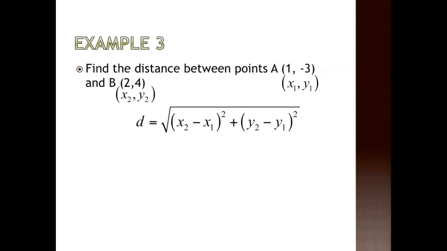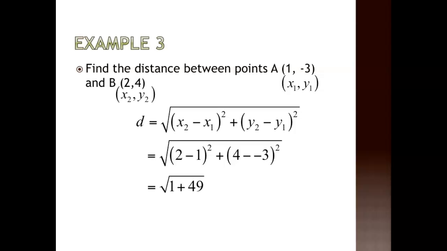minus negative 3 squared. Now we'll take care of each of those parentheses, so 2 minus 1 is 1, square that, we get 1. 4 minus negative 3 is 7, square that, we get 49. Add those together, we get the square root of 50. Square root of 50, if we wanted to get an approximation, would be about 7.07. So the distance between points A and B is about 7.